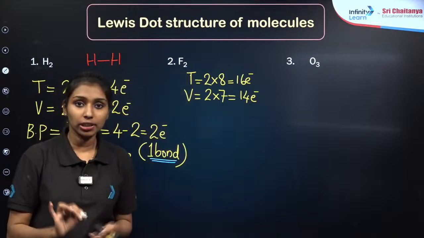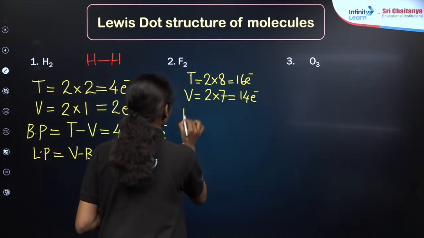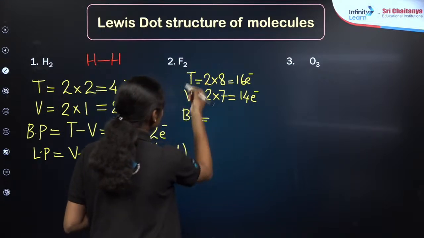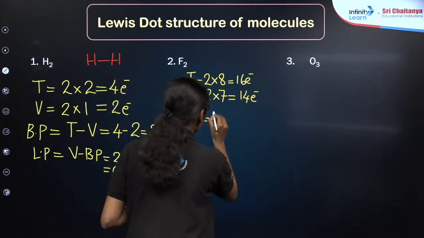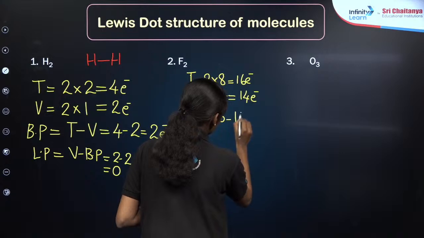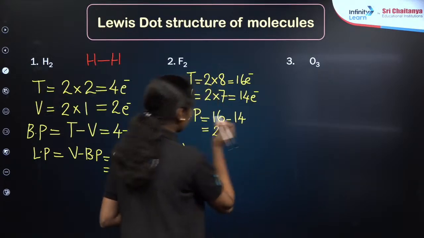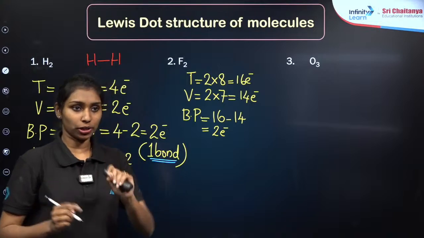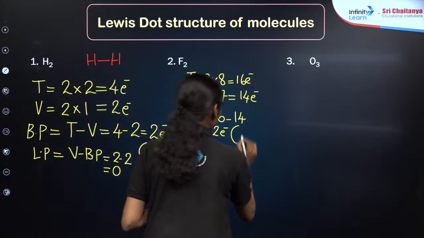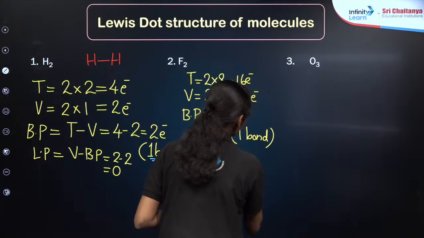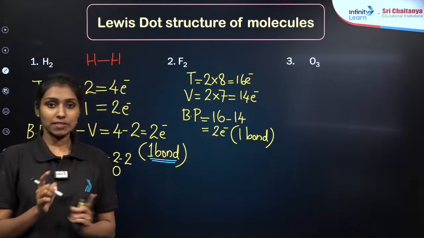Now we have to find out the bond pair of electrons by taking the difference between T minus V. Bond pair of electrons BP is equal to T minus V, that is equal to 16 minus 14, that is equal to 2. Whenever you are seeing any 2 electrons, it represents one bond, right? So we can say that there is one bond existing between 2 fluorine atoms.